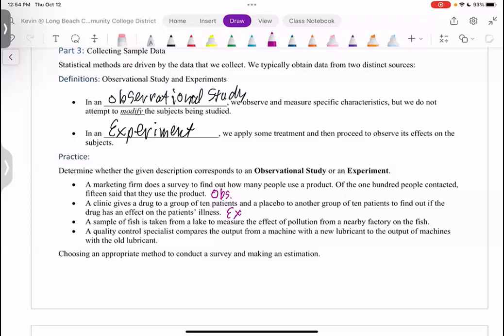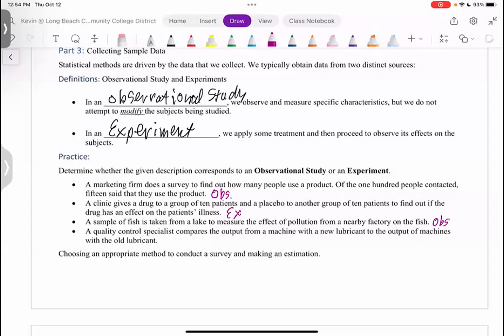Next one, a sample of fish is taken from a lake to measure the effect of pollution from a nearby factory on the fish. This one's just an observational study. They're not trying to cure the fish or remove the pollutant or anything like that. They just want to know what the effect of the pollution actually is.